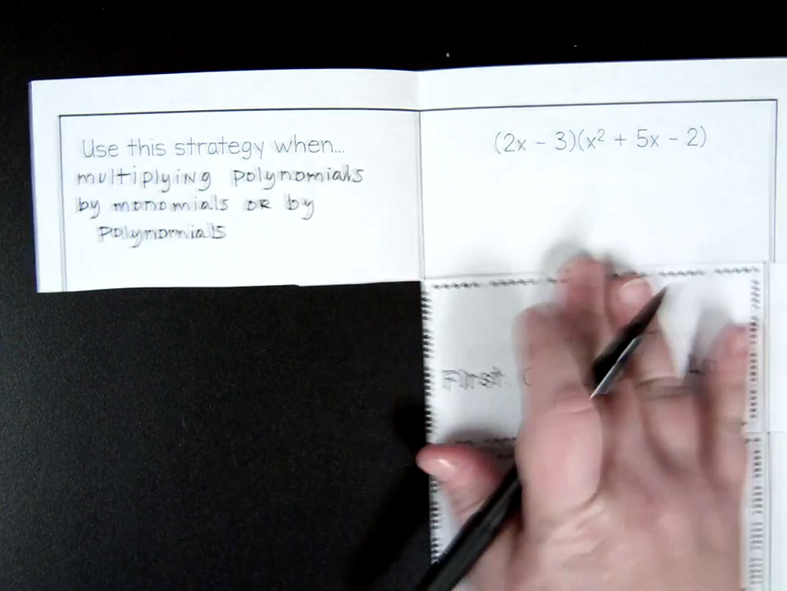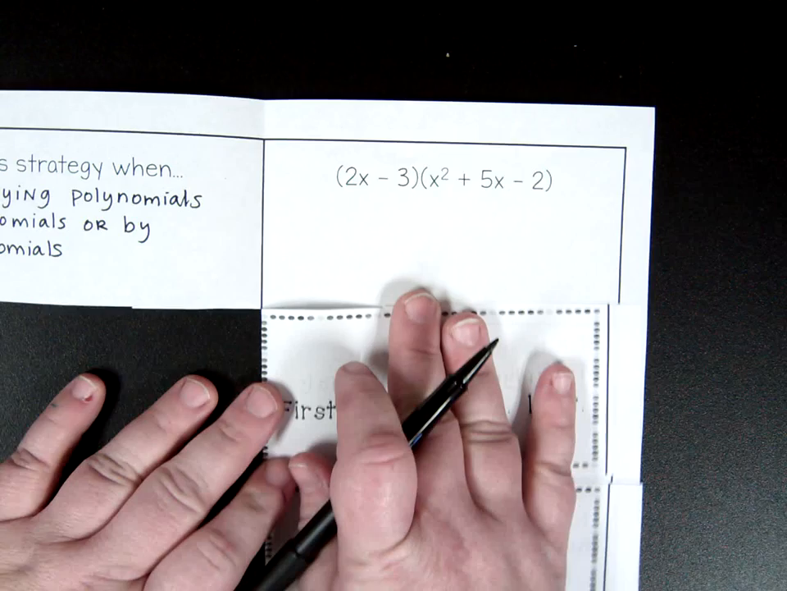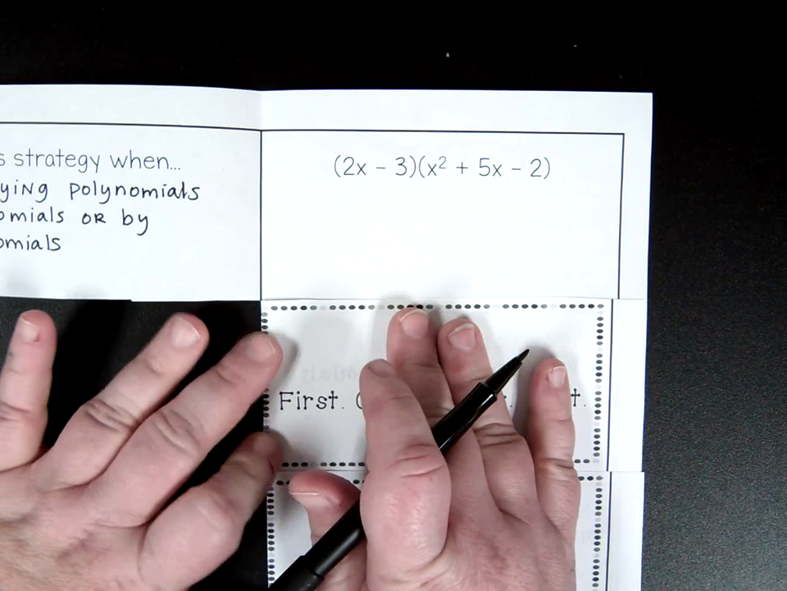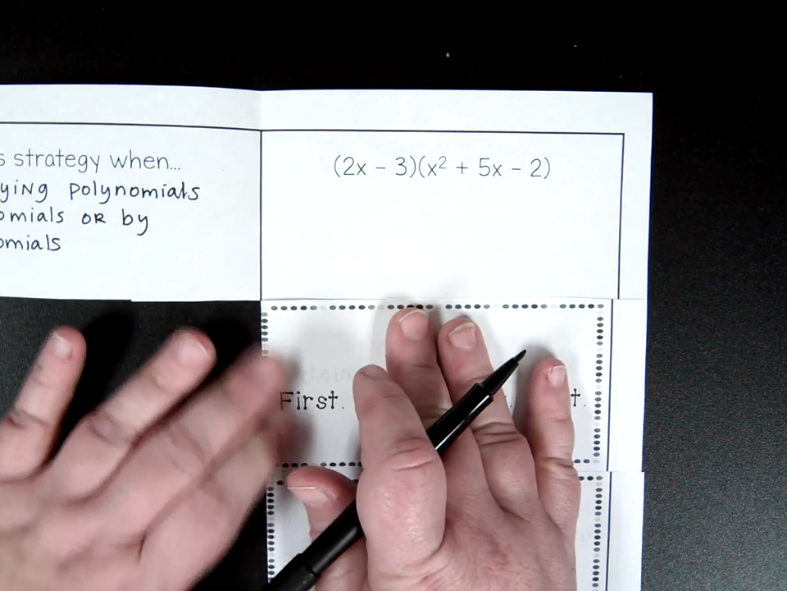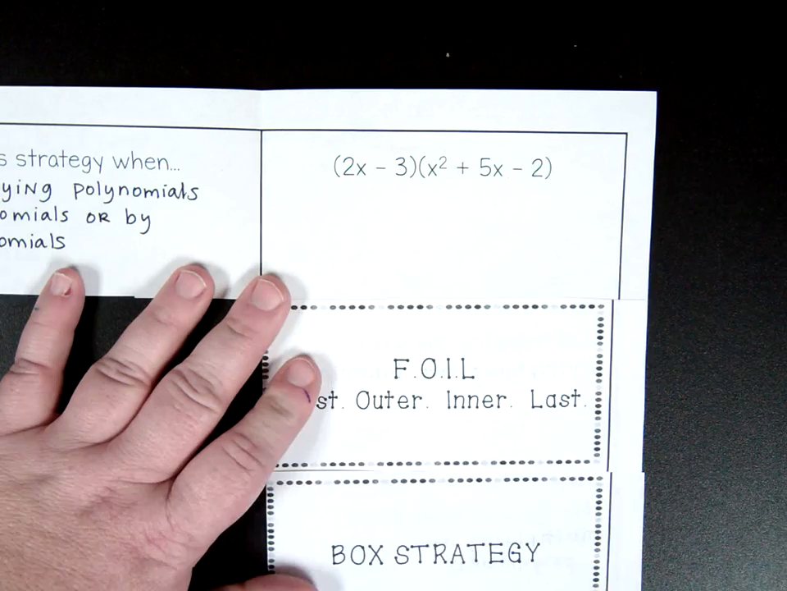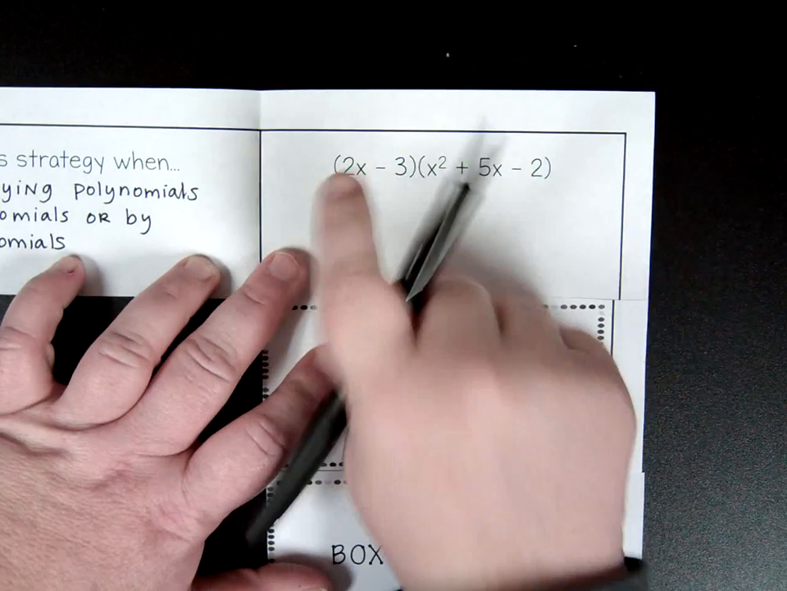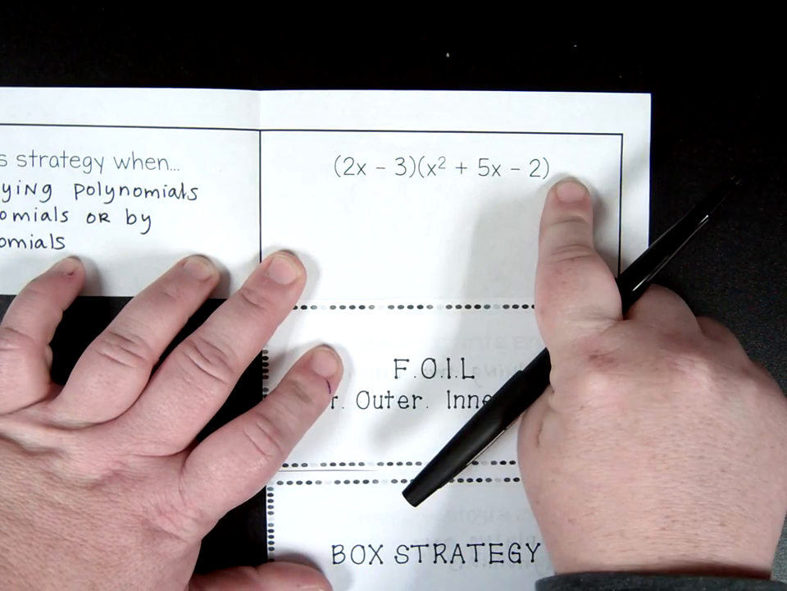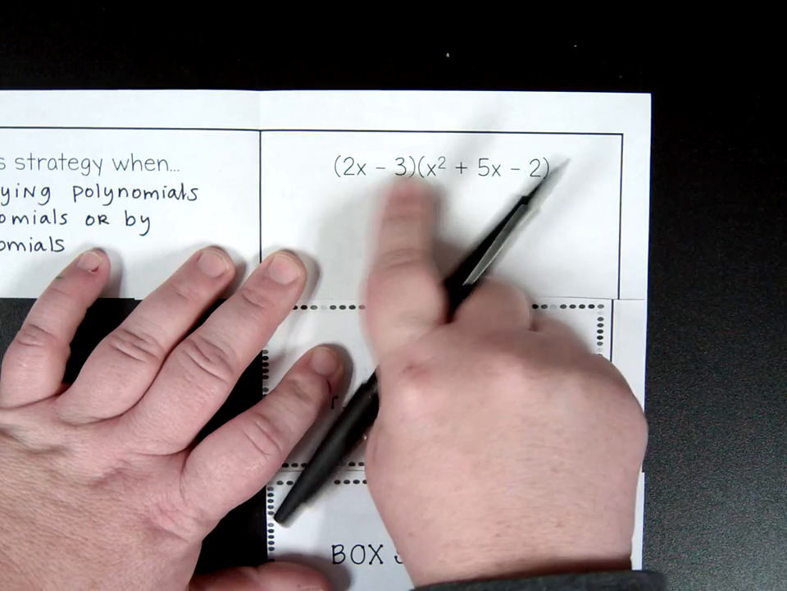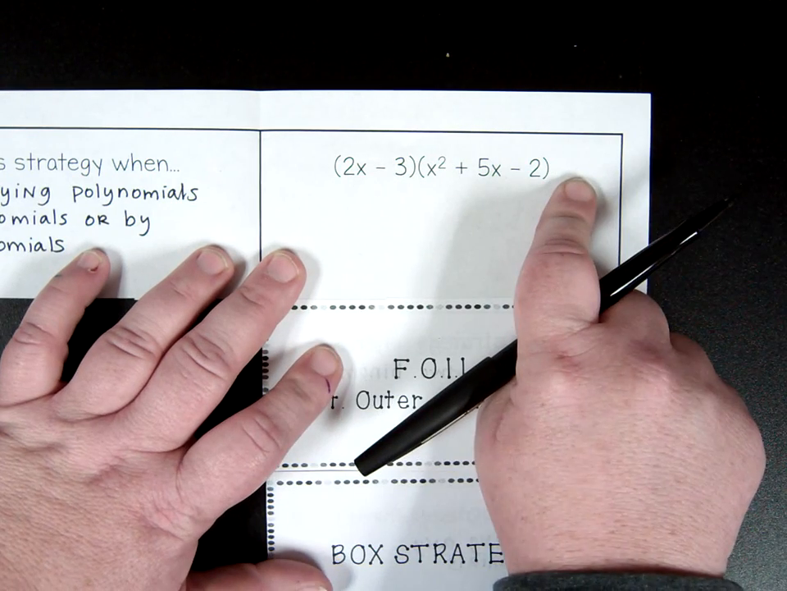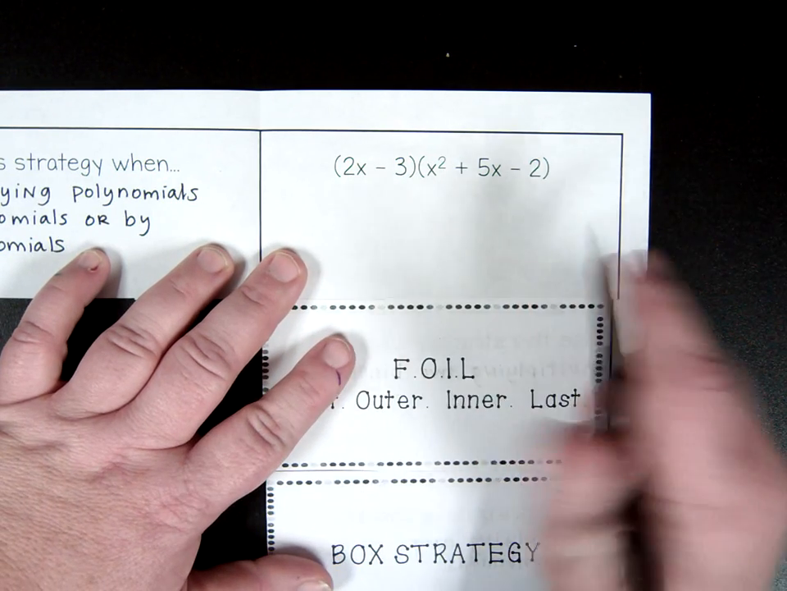So if we look at this example over here, we have 2x minus 3, and then we're multiplying it times x squared plus 5x minus 2. So we know that the 2x has to be multiplied by everything in this parenthesis, and the negative 3 has to be multiplied by everything in this parenthesis. So that's what we're going to do.